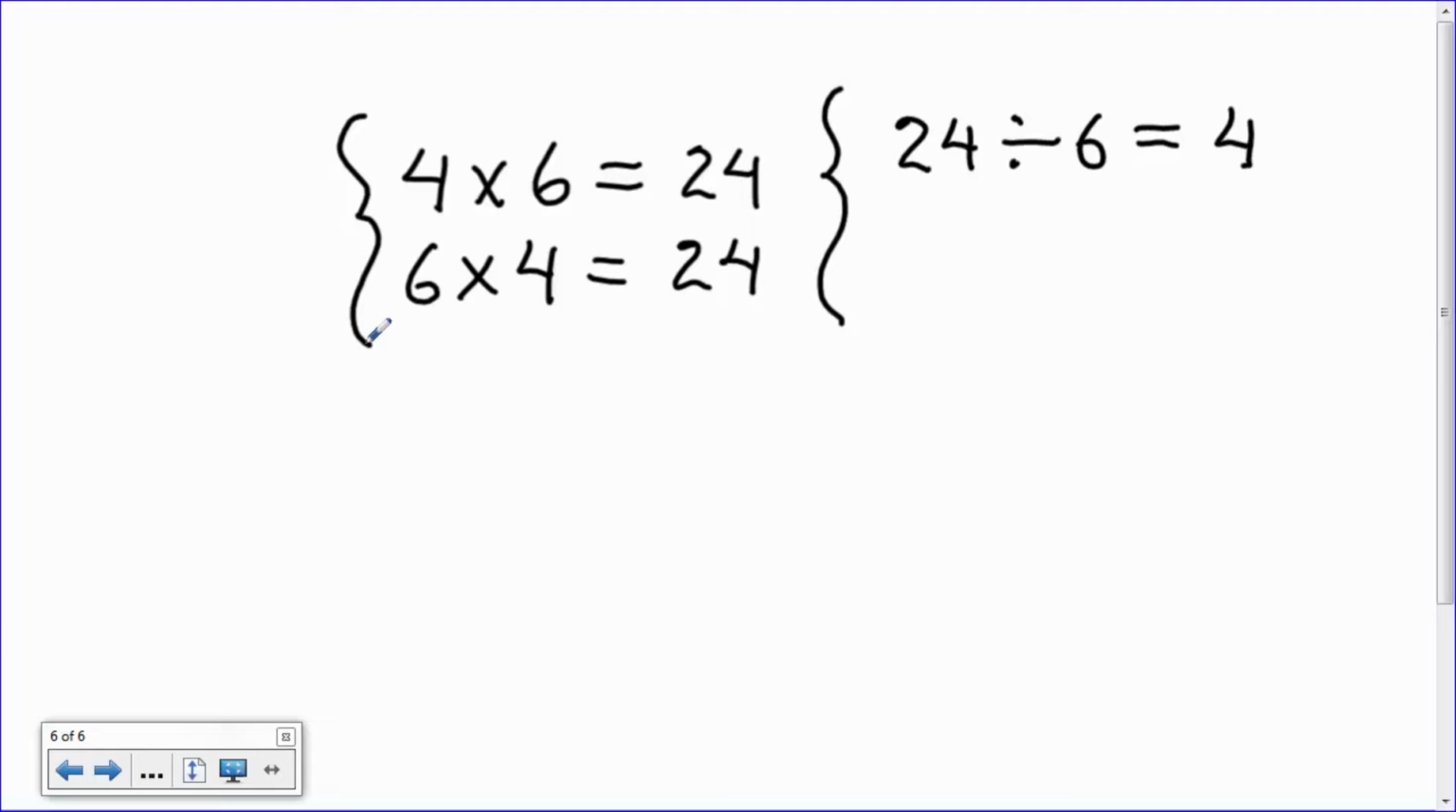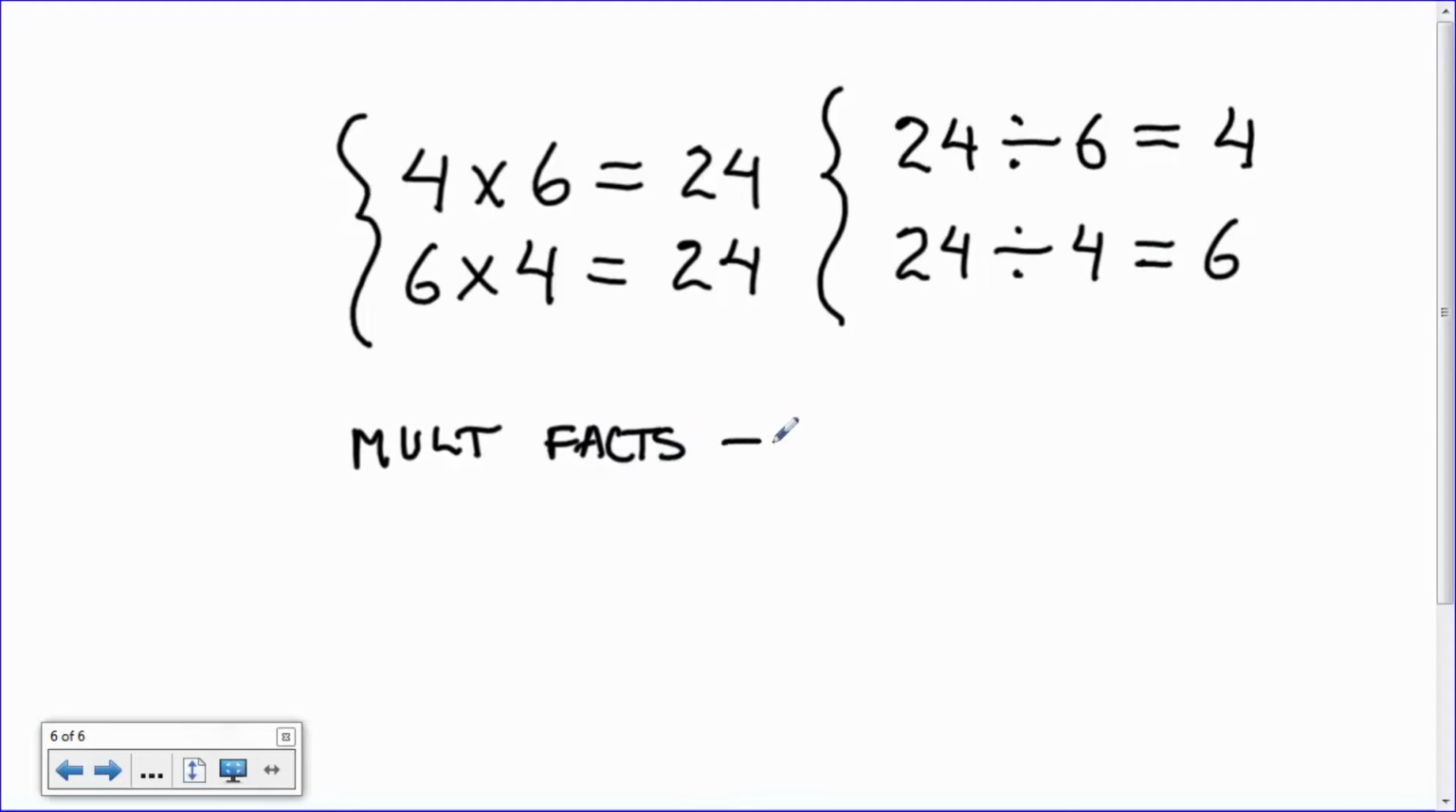So 24 divided by 6 is 4, because 6 times 4 is 24, and 24 divided by 4 is 6, because 4 times 6 is 24. So multiplication facts give rise to division facts.